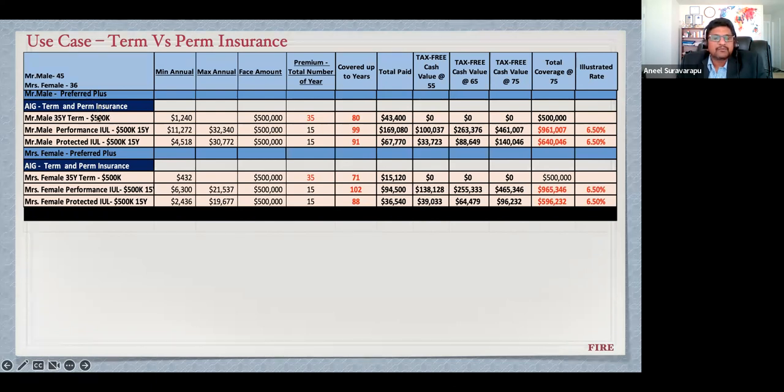For that person, suppose a $500k policy coverage on a 35-year term, the premium is close to $1,240 a year. The face amount, meaning the policy coverage, is close to $500k, and he is paying for 35 years. The policy covers him from 45 plus 35, until age 80. For this coverage he is paying close to $43,400 in total.